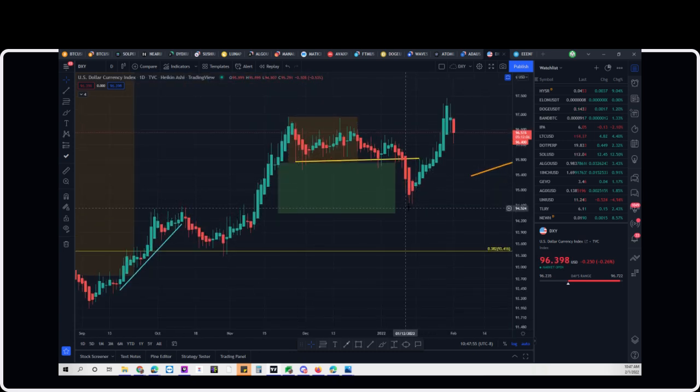We can see that we got the highly anticipated pullback down. We tested the supply zone to the very top of the wick, so that's not a very reliable indicator that we have tested all the supply. The US dollar got a bounce.